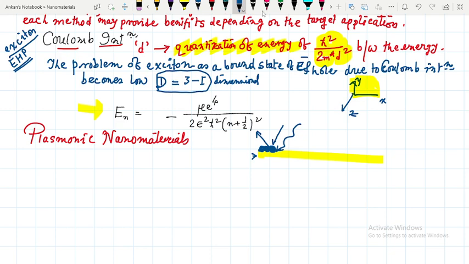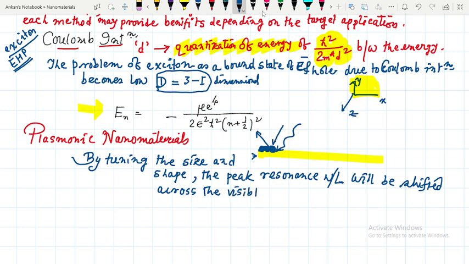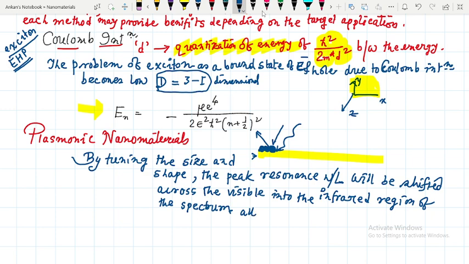Okay, so by tuning the size and shape, the peak resonance wavelength will be shifted across the visible into the infrared region of the electromagnetic spectrum, allowing a wide range of color tunability.